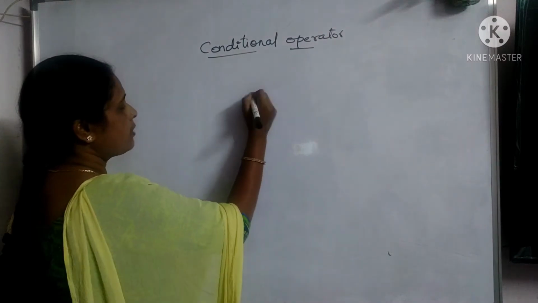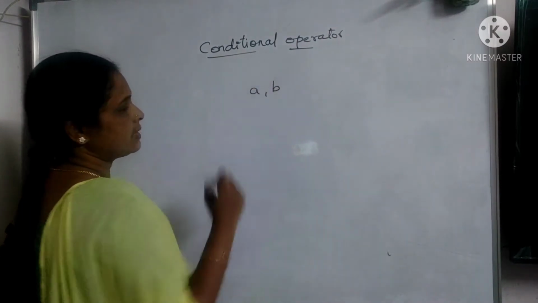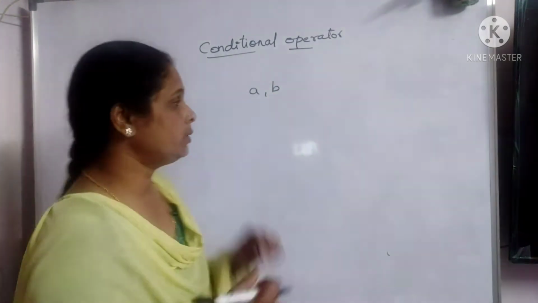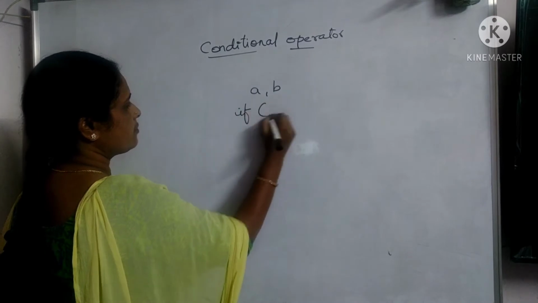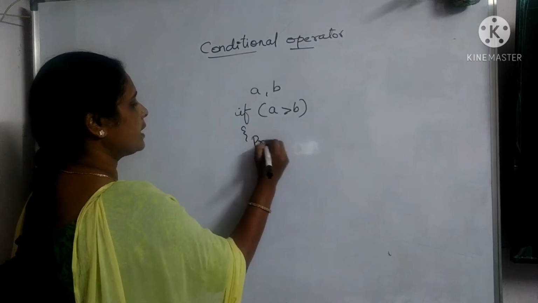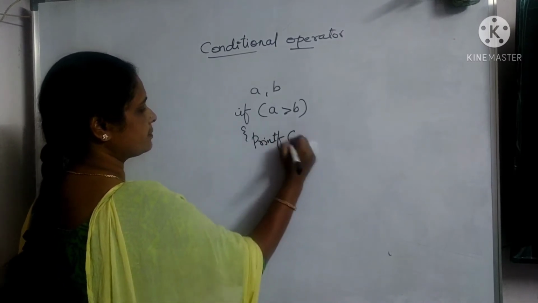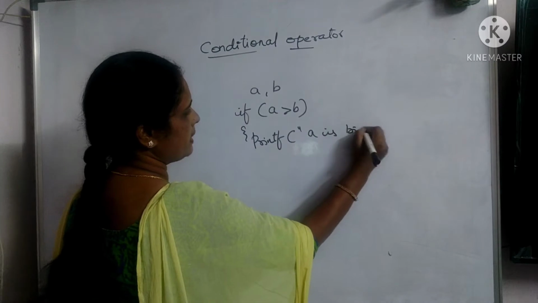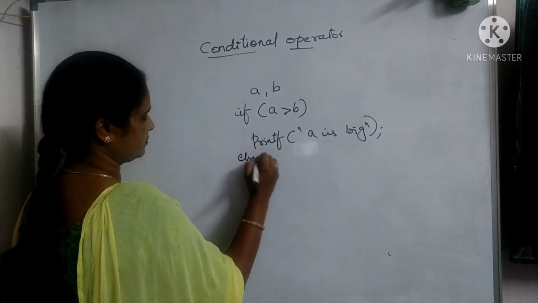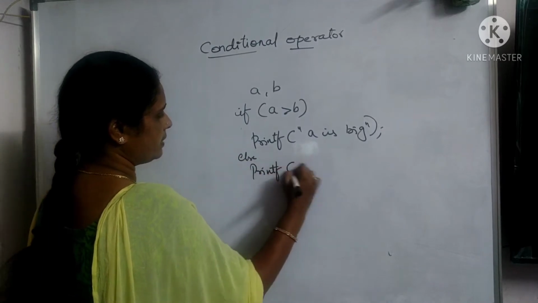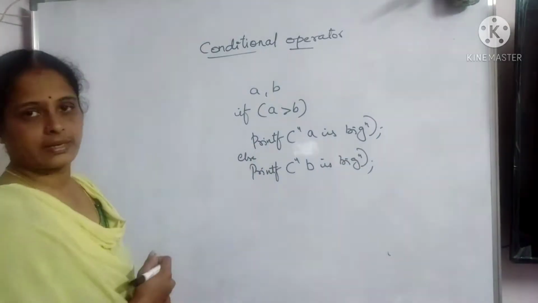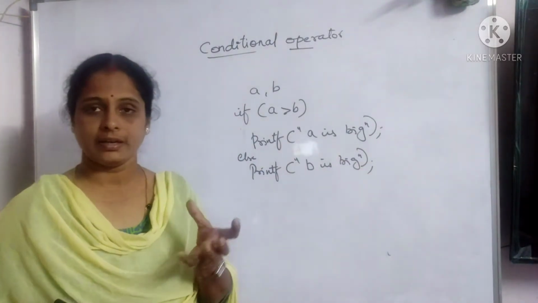For example, I want to find out the greatest among these two numbers. How do I do that? I simply go for if A greater than B. If that is true, I'll simply write printf A is big, else printf B is big. This is how we write it to find out which one is greater of two numbers.